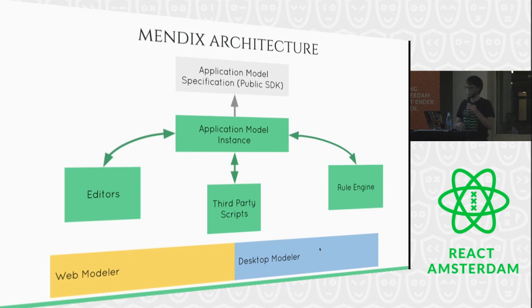One is a modeler which only runs on the desktop, so we call it a desktop modeler. It's a C# thing. And the other is a web-based web modeler built using React. Both those modelers operate on the same models of applications. And for each different model, there are separate editors.